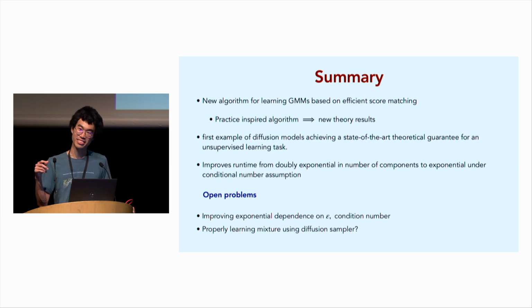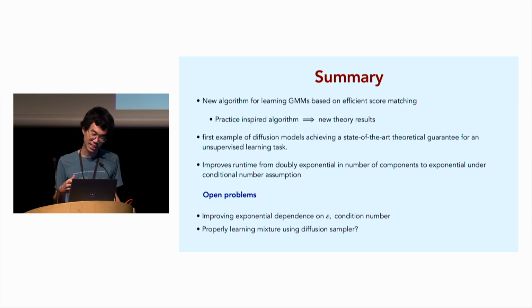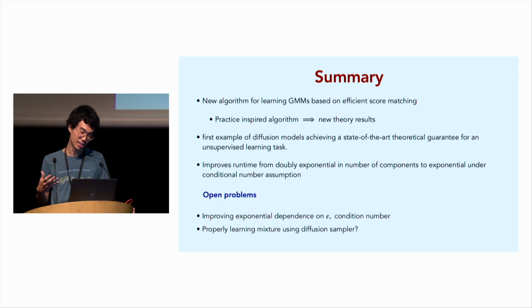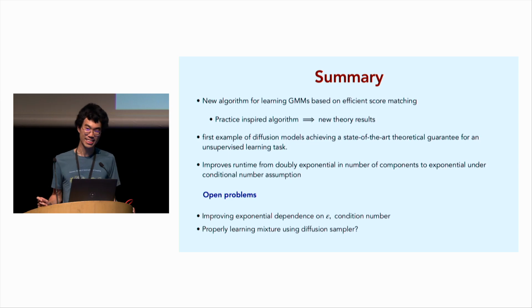There is a 1 over epsilon in the exponent, which I believe comes from the degree of the polynomial you need to take. And then another problem is, can you use this to properly learn a mixture of Gaussians using this diffusion sampler rather than the current improper learning? Okay, thank you.